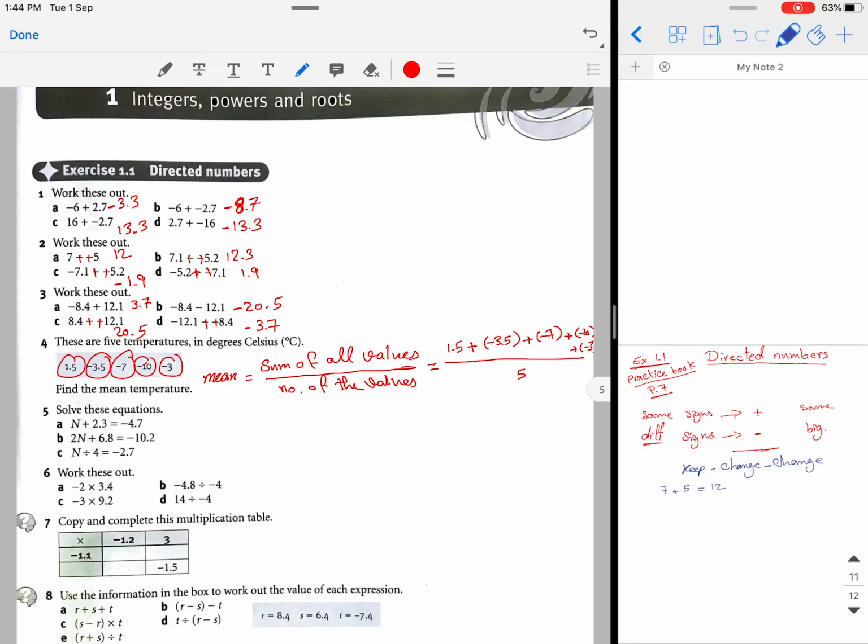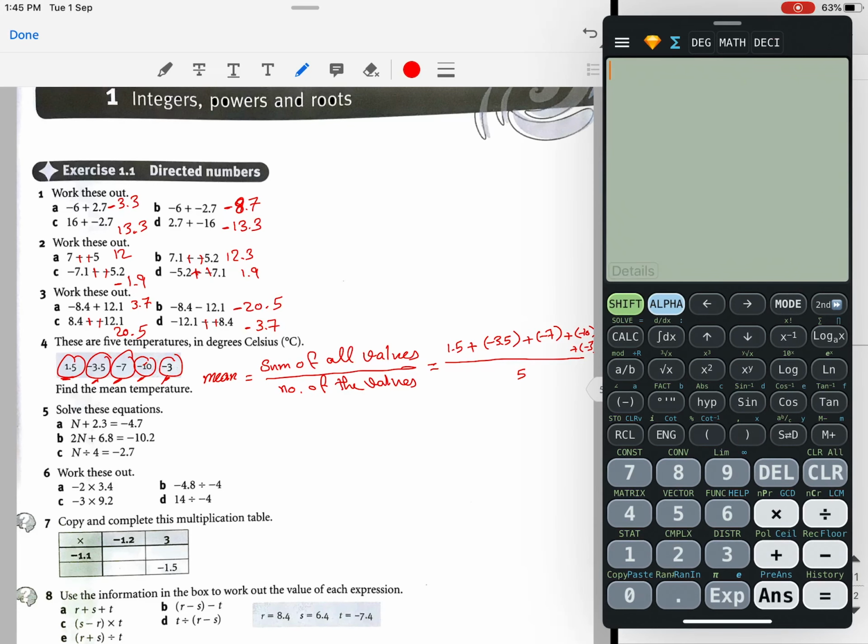Okay, you can add it simply. Here I have negative 3 and negative 7, it's negative 10, another negative 10, so it's negative 20, another negative 3.5, so it's negative 23.5. Take from it positive 1.5, so it's negative 22 divided by 5. Or you can use your calculator.